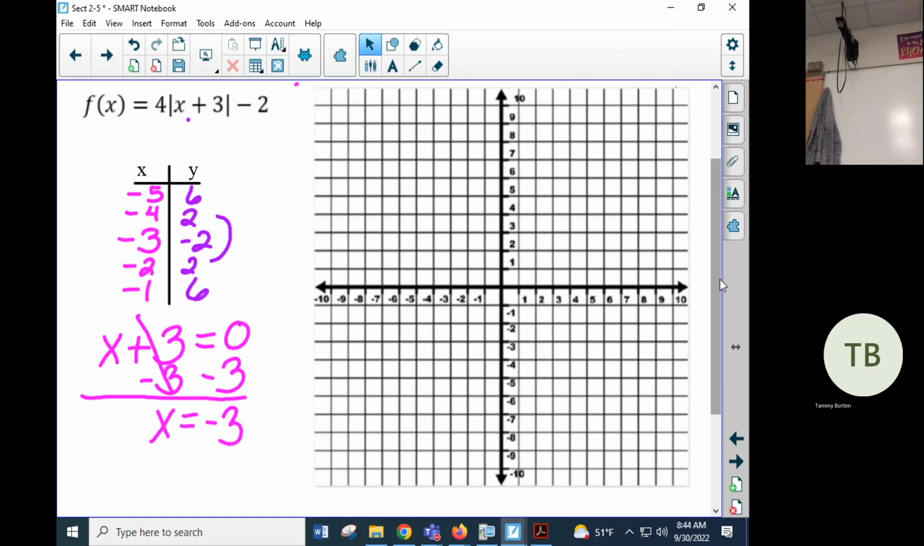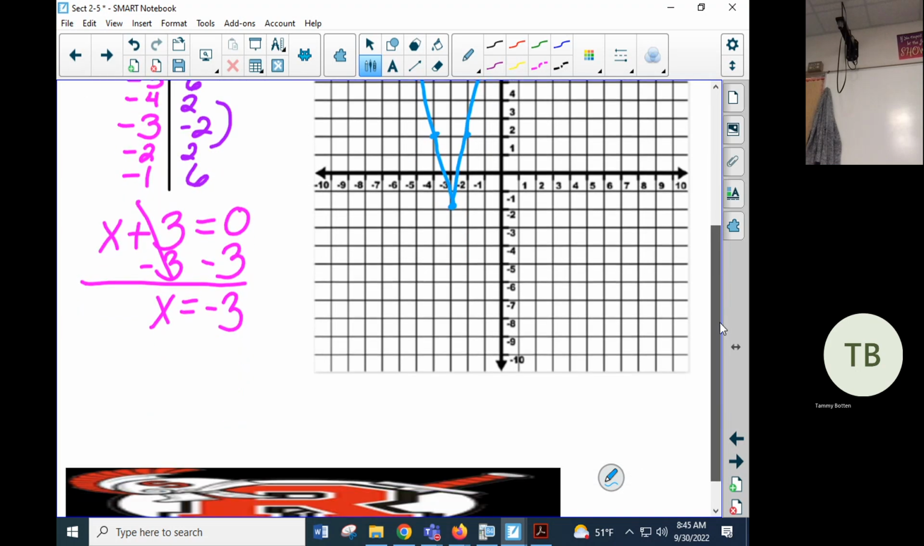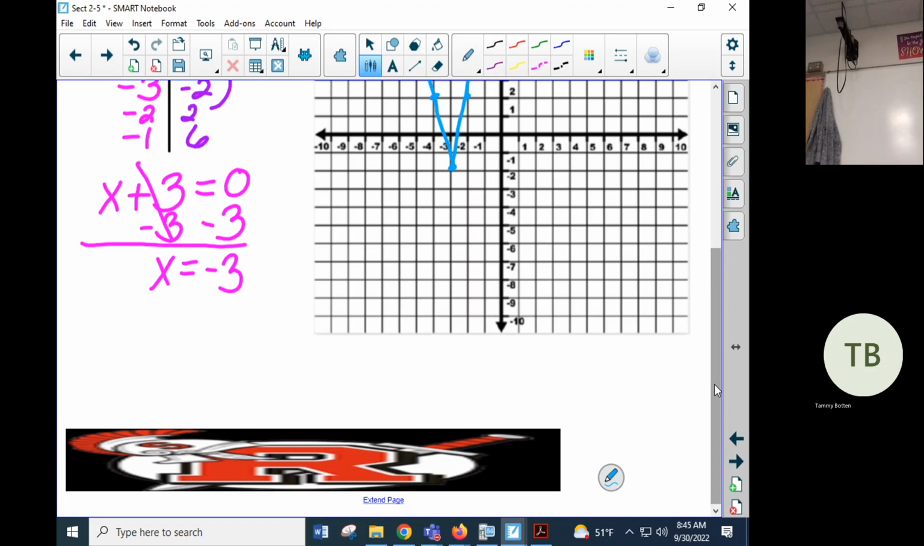Right? So then if I go to plot those, -5 up 6 would be right there. -4 up 2 is here. -3 down 2. And then -2 is up to 2 again. -1 is up to 6 again. Again, if it's not a V, probably what you did is forget to take the absolute value. So anytime it has absolute value, make sure that you have a V, okay?